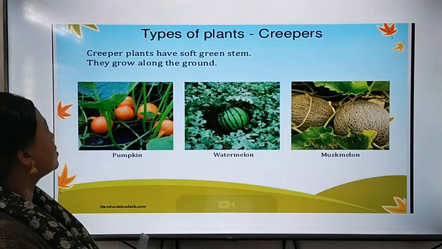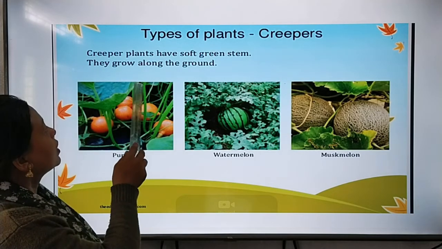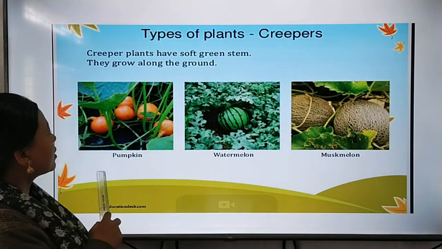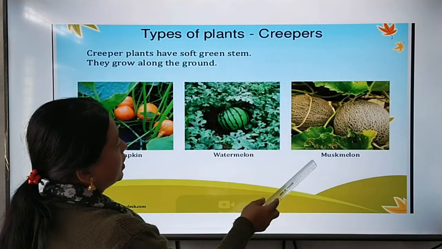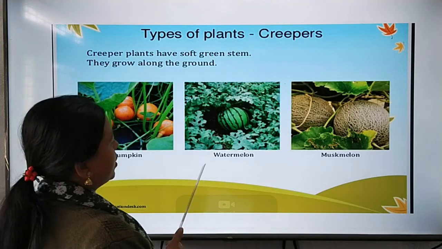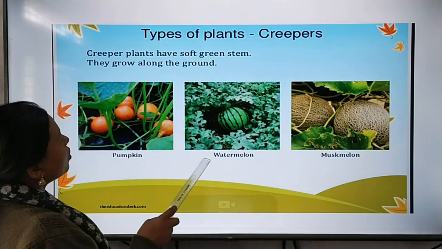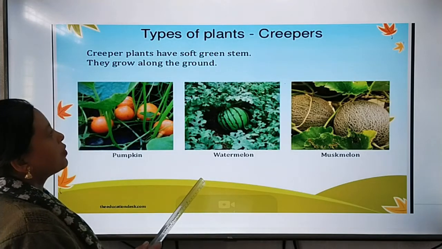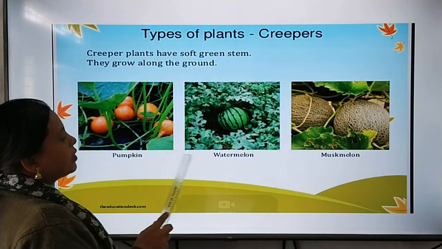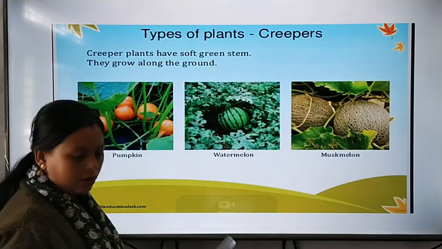They don't need support because they grow along the ground, like pumpkin, watermelon and muskmelon. They didn't need support, okay, and they grow along the ground. So, these are a few examples of creepers like pumpkin, watermelon and muskmelon.